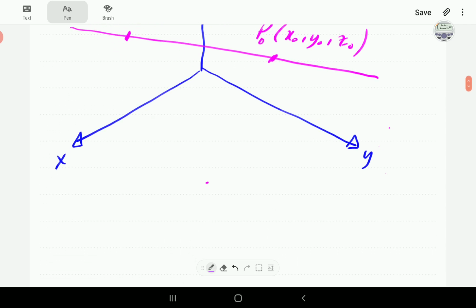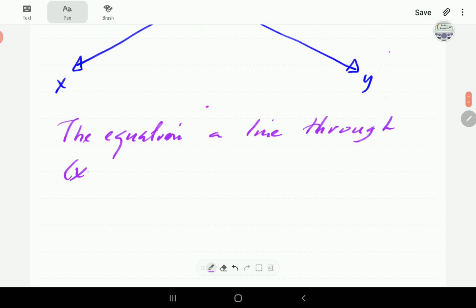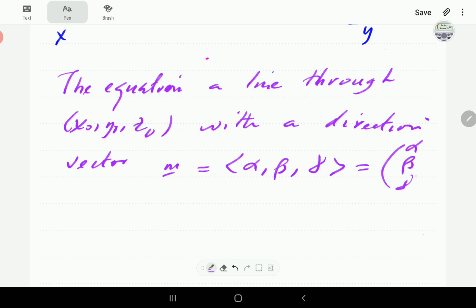So the equation of a straight line which passes through x naught, y naught, z naught, and let's say it has got a direction vector, so imagine the direction vector is given by alpha, beta, gamma, which we can write like this or like that.